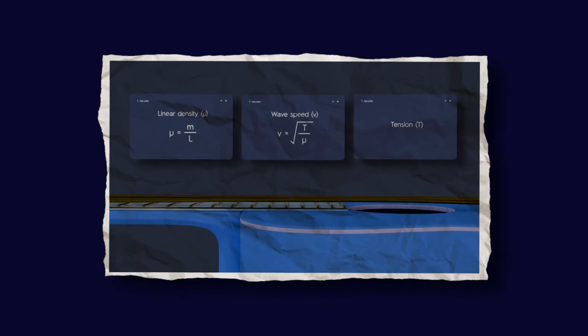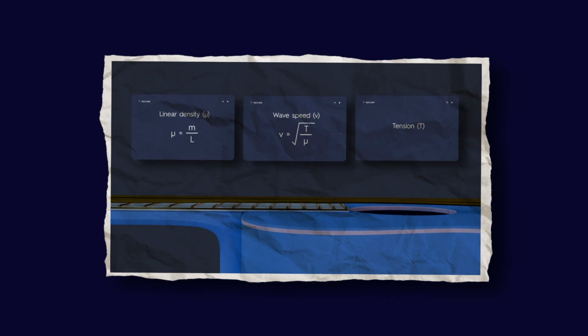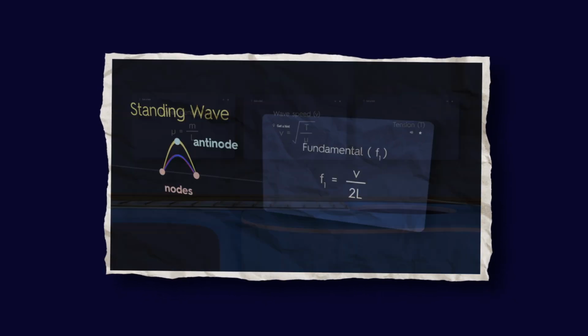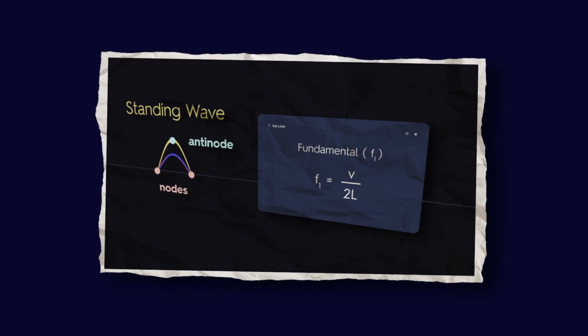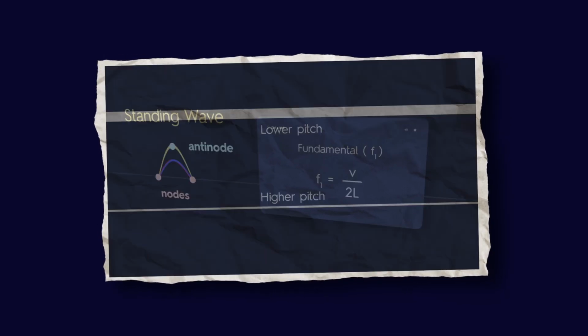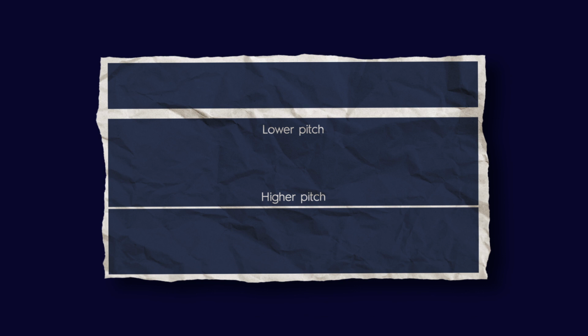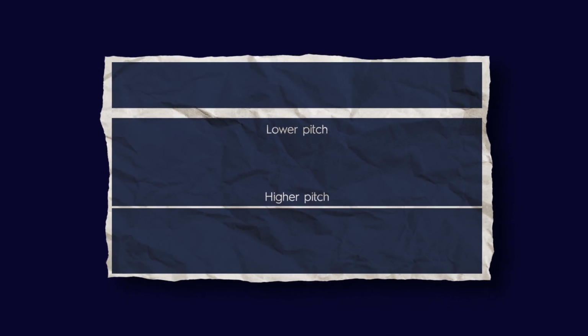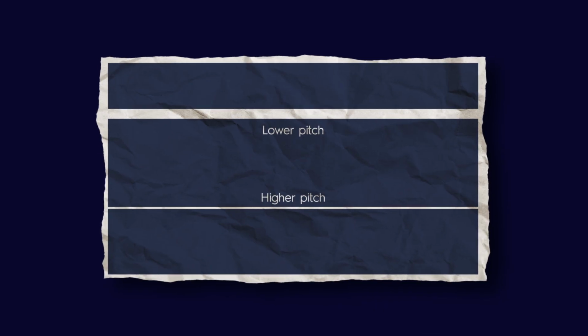So far, we've covered the core ideas. Wave speed depends on tension and how much mass the string has per unit length. The lowest note comes from that speed and the string's length. Thicker strings make lower pitches. Tighter strings make higher ones. Take a moment to lock in what you've learned before we return to our opening question.